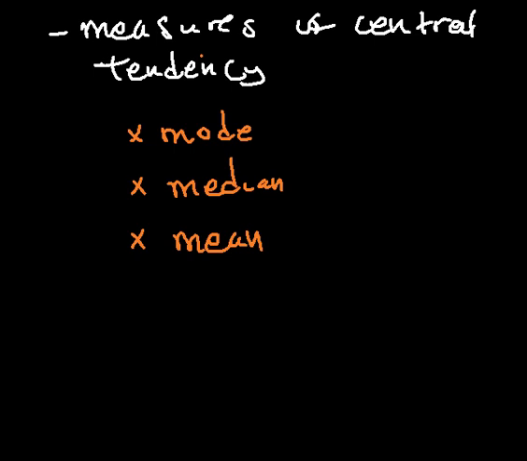The parameters that describe the measures of central tendency are the mode, which we defined as the most frequently occurring value. We also talked about the median, that is the middle value, and the mean, that is the average of the given set of data.